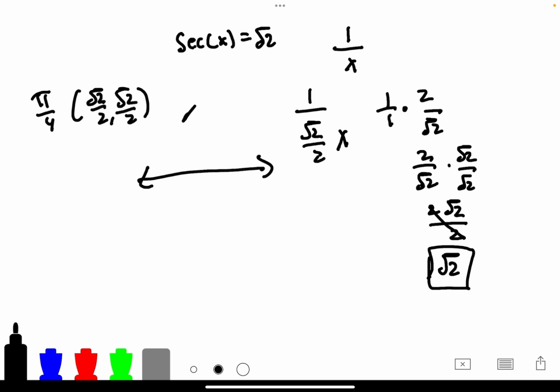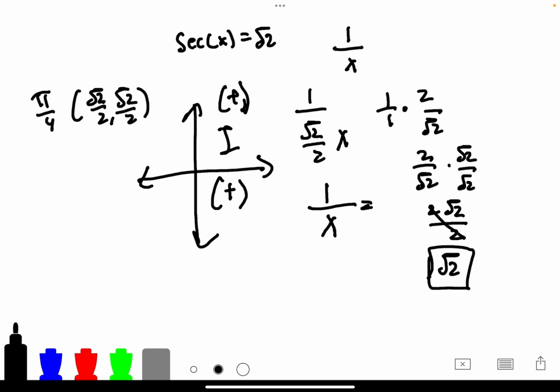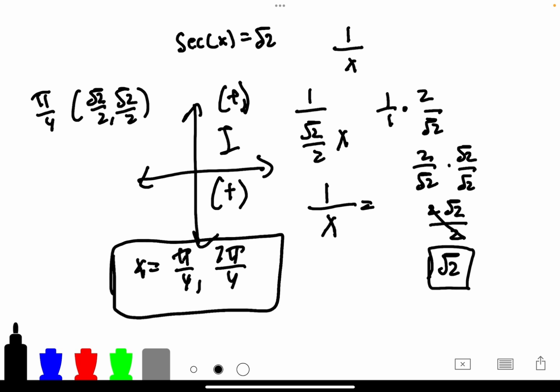However, we're in a quadrant. Let's see where it would be positive. It would definitely be positive here for the cosine. It would also be positive here for the cosine because you only need 1 over x to be positive. So the best values for this would be x is equal to pi over 4, and then you also need to have 7 pi over 4. So those are your two values.